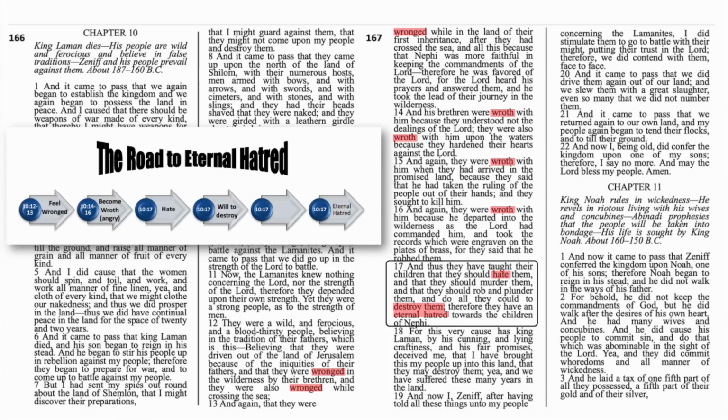Now, I believe there's one more step here between the will to destroy and eternal hatred. And it's probably the most sad and the most tragic. Look very closely at verse 17 and see if you can find the step that turns hatred into eternal hatred or fixed hatred. What is it that perpetuates hate for years and even centuries? They teach their children to hate.